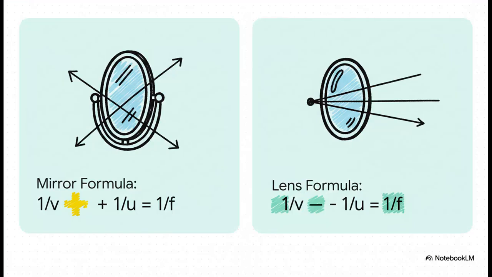Just look at them side by side. The mirror formula has a plus sign. The lens formula has a minus sign. That's it. I'm not kidding. That is the only difference. Everything we learned about u, v, and f stays exactly the same. We just flipped one little sign.